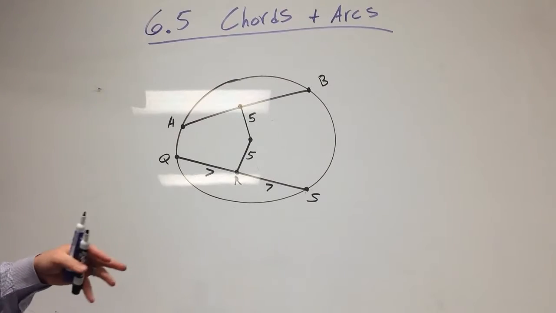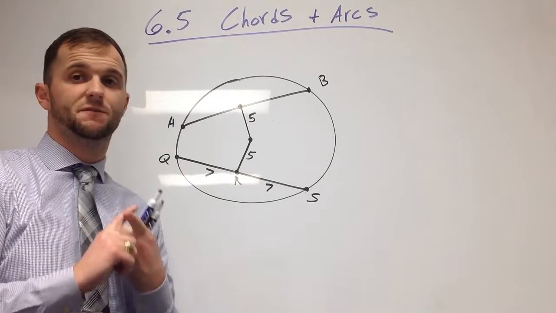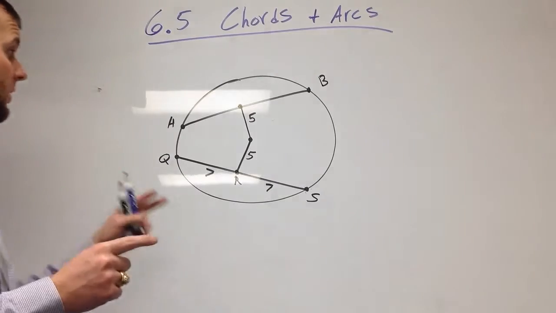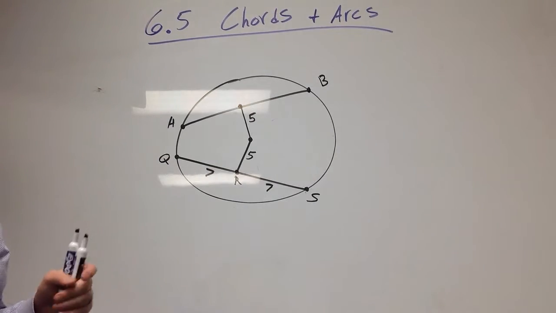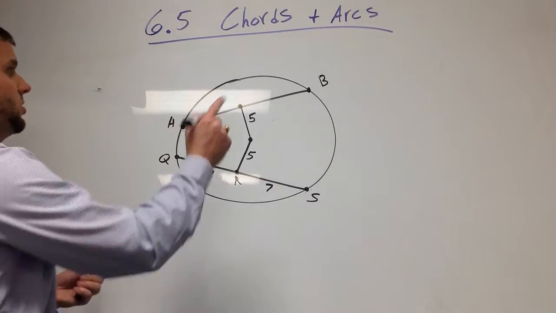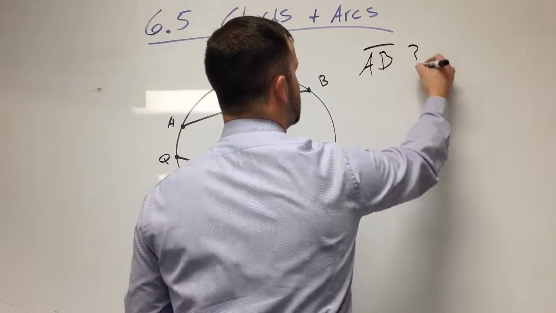Okay, so now in this example, we just learned that if chords are equidistant from the center, then the chords are congruent. And also, if the chords are congruent, then they're going to be equidistant from the center. So it works back and forth. So let's look at this example. What we want to do is find out what line AB is equal to.